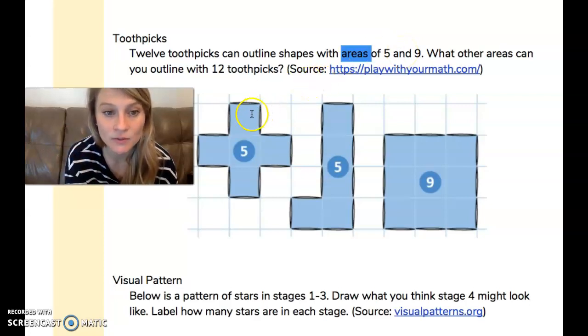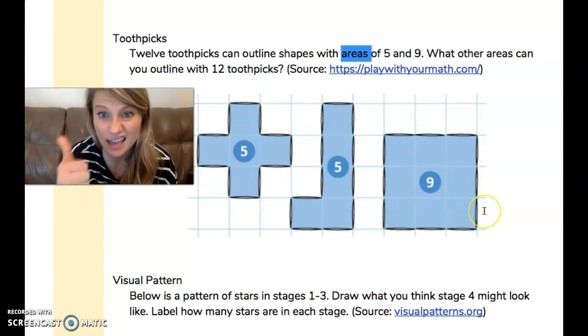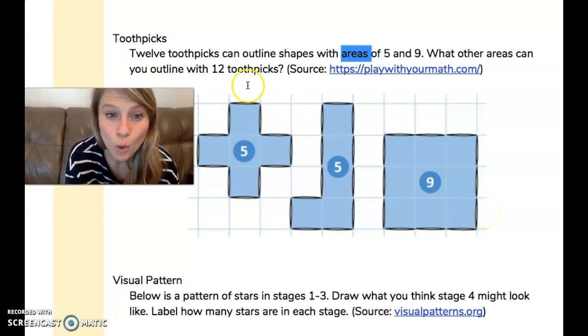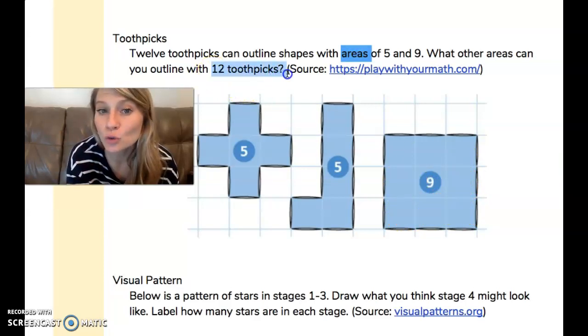Let's count this right here together. 1, 2, 3, 4, 5. Do you see how that's 5 area inside? 1, 2, 3, 4, 5, 6, 7, 8, 9. Yes. But wait, they use 12 toothpicks. Let's count these toothpicks.